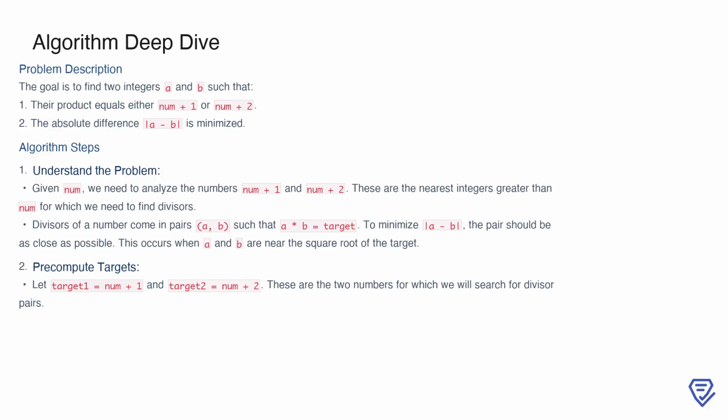To begin, we define our targets. Target 1 is number plus 1 and target 2 is number plus 2. These are the two numbers for which we'll look for divisors to determine the pair with the smallest difference.